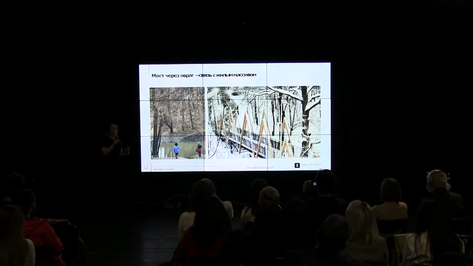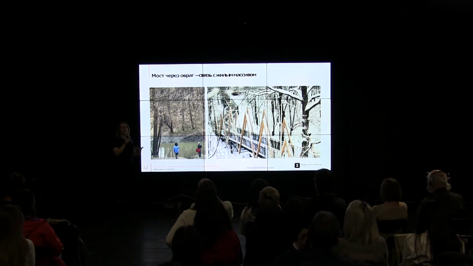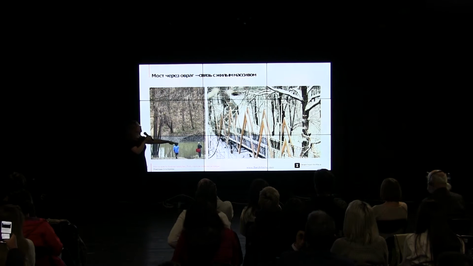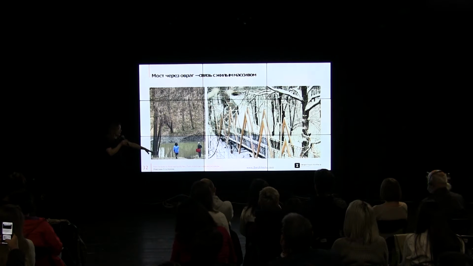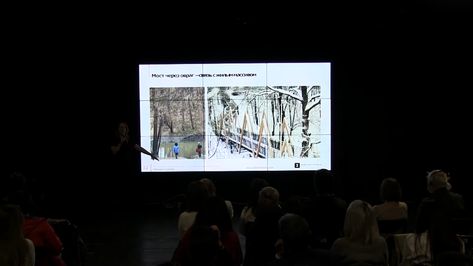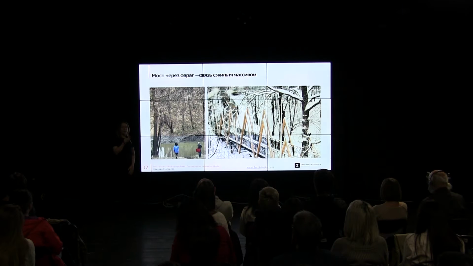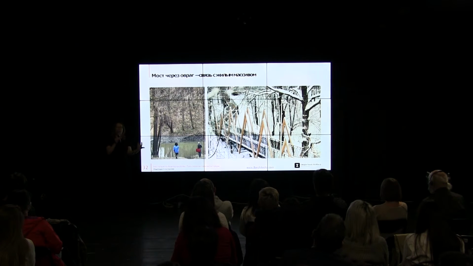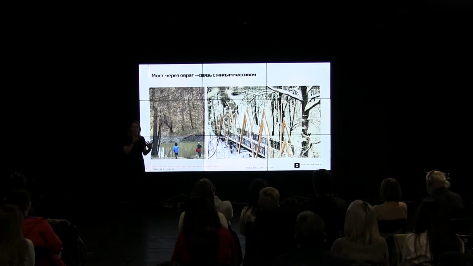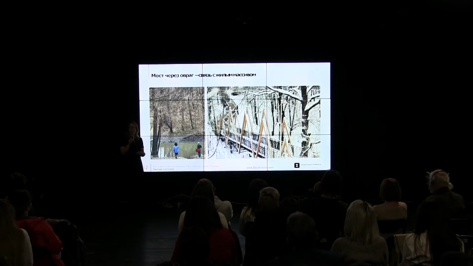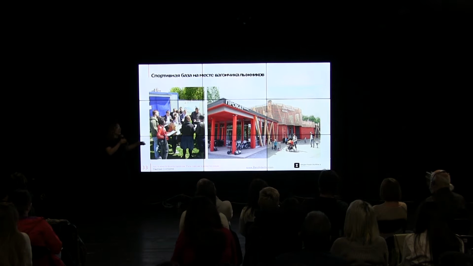And so, how did we distribute the budget? First, we made a bridge over a ravine. This bridge connected a big block of apartments with the park. So we increased access to this park.